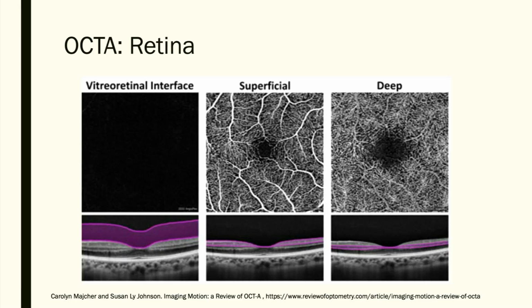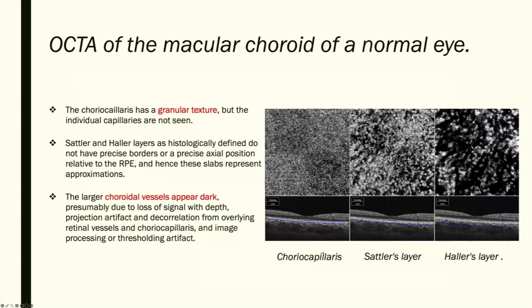Then comes your deep plexus, and this is your deep plexus, which is along the inner nuclear layer. I'm using the pointer, but I think it's not very visible. Okay, it's visible now on the screen. Okay, it's very small. Change the color. Okay, so now this is how the choroid layer comes.